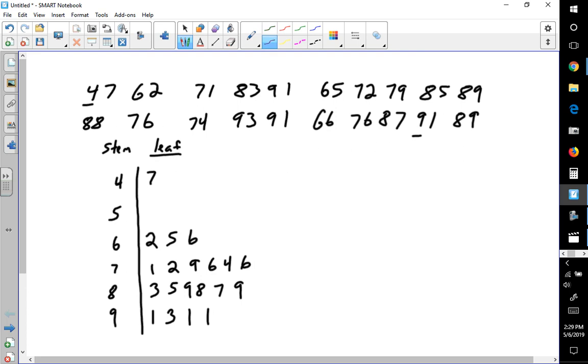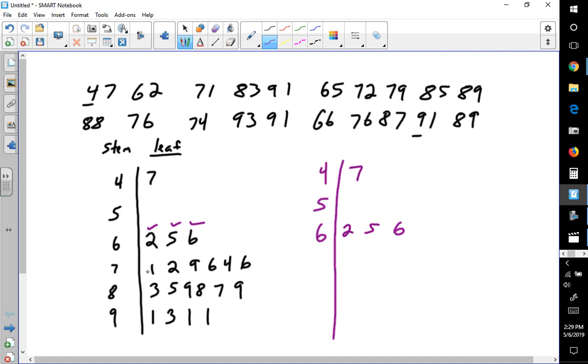Now, once we organize our data into a stem and leaves, then we typically put those in order from smallest to largest. The first one, that's easy enough. It has one data value, just 47. In the next row, there are no 50 values. And then in the next row, we have a 62, then a 65, then a 66. Those are already in order.